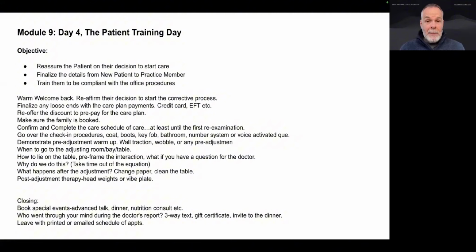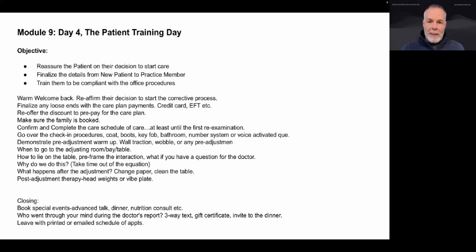We make sure that the family is checked or at least booked to be checked. So if they hadn't listed their children, or if they hadn't made appointments for their children or their spouse, on the night of the doctor's report, then we would revisit that and make sure that we are closing that loop as well. So we confirm and complete the schedule of care.